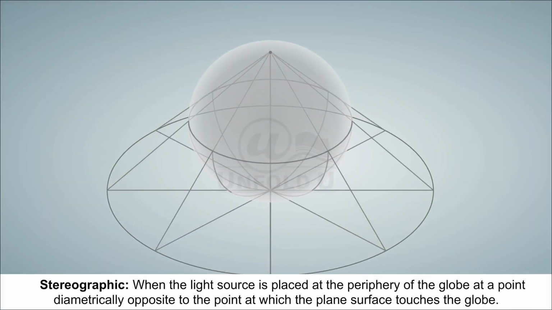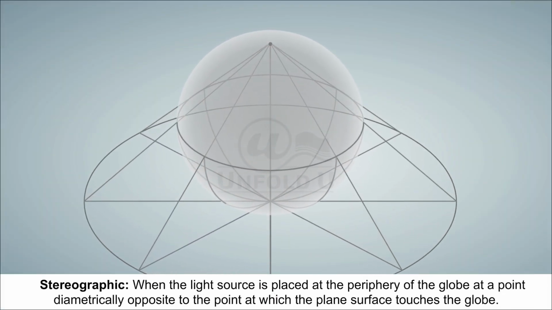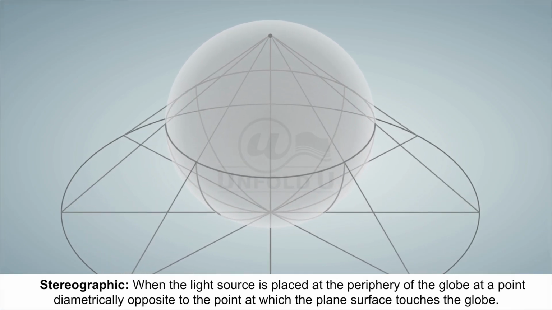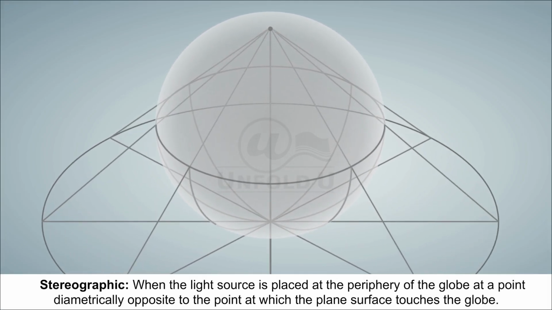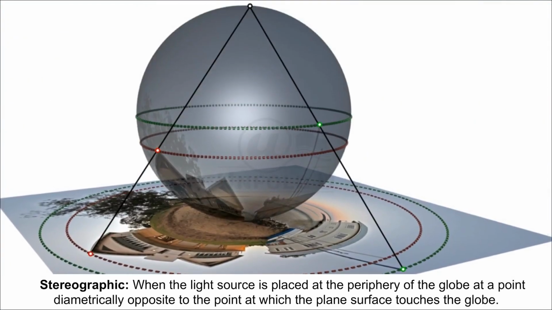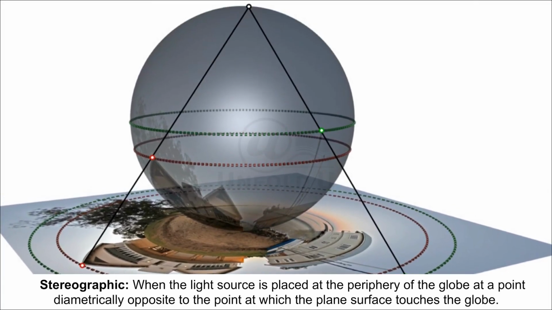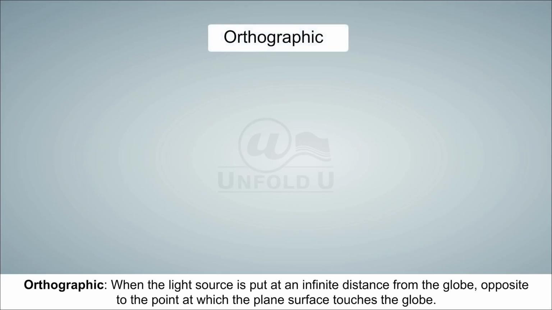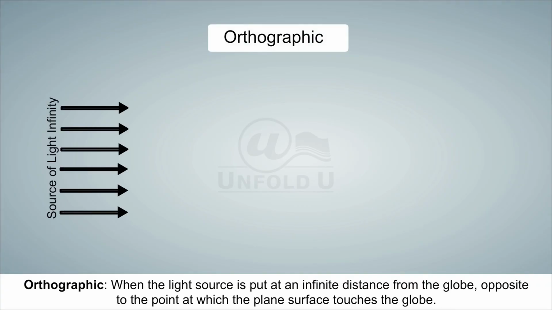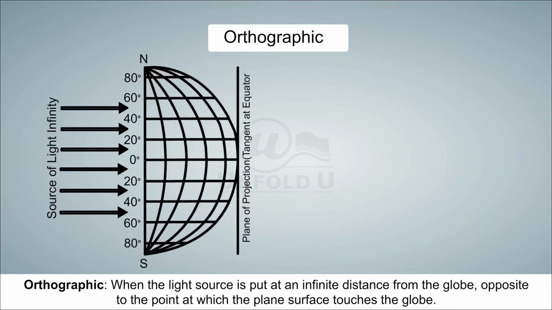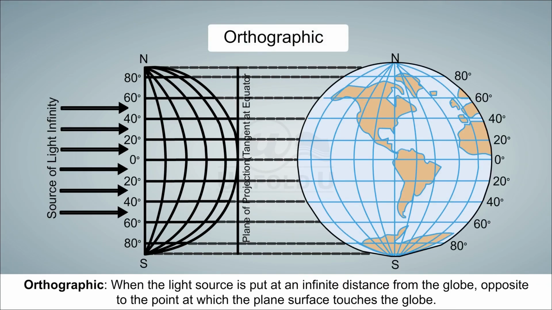Stereographic. When the light source is placed at the periphery of the globe at a point diametrically opposite to the point at which the plane surface touches the globe. Orthographic. When the light source is put at an infinite distance from the globe, opposite to the point at which the plane surface touches the globe.